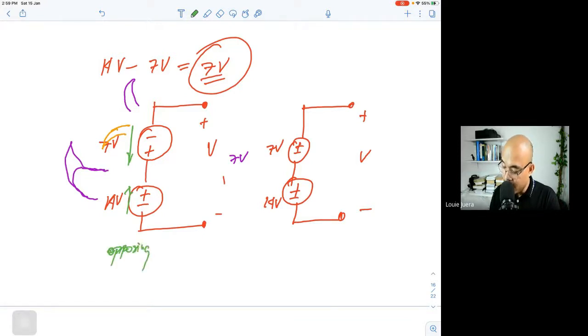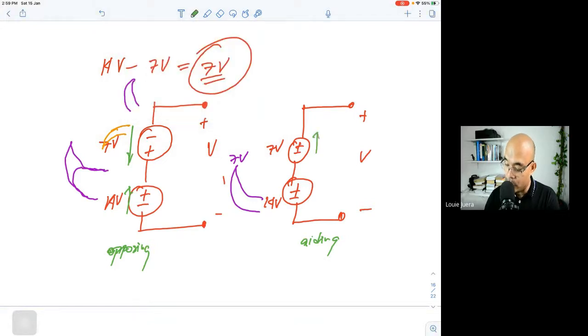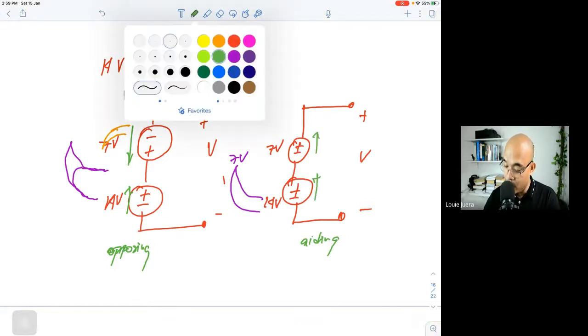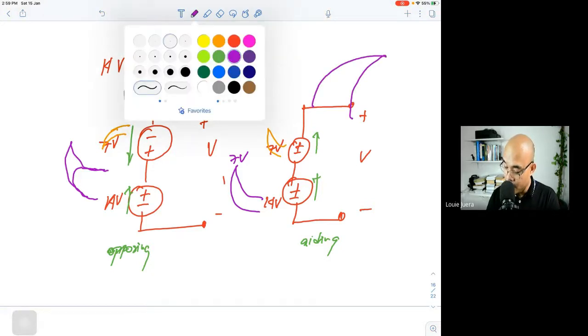Okay, and if this is aiding, we're going to illustrate this one using the wave again. The wave for the 14 volts is something like that, and then the wave of the 7 volts, since the direction of this 7 volts is in that direction, you can also add that one with this wave here. So that is why the total wave will be a little bit bigger.